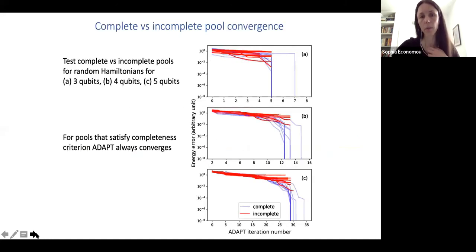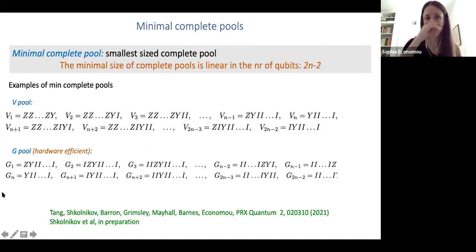And I'll show you some numerics that support this. We took complete versus incomplete pools. We just took some random Hamiltonians, and we showed that with the complete pools, we can always get convergence, whereas with incomplete, sometimes we didn't. And if you want to run this on hardware, you have to worry about how big are these complete pools. They better not be exponentially large, so that I can actually hope to do this on my hardware.